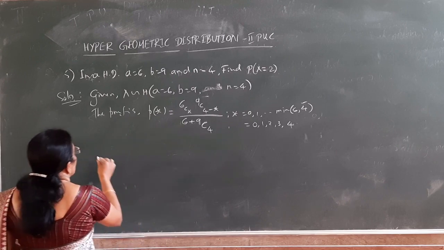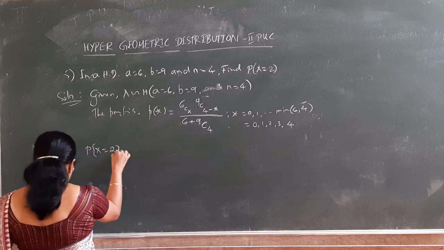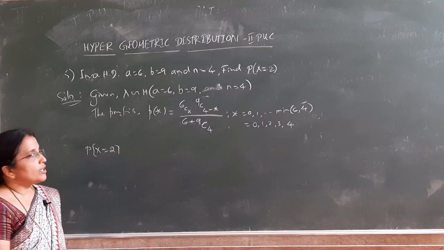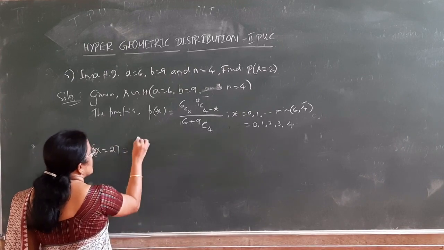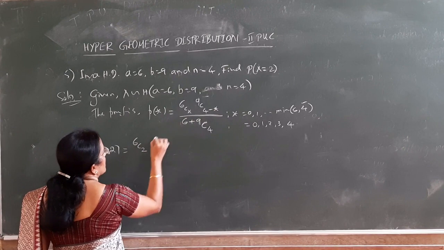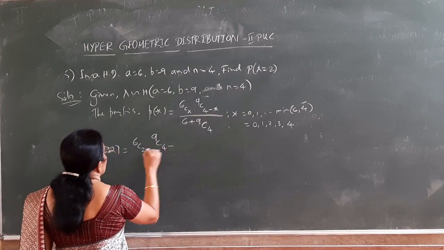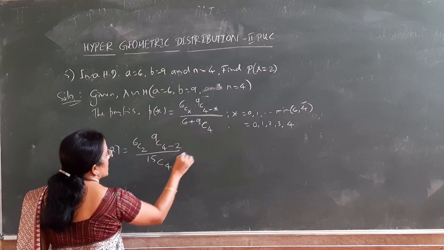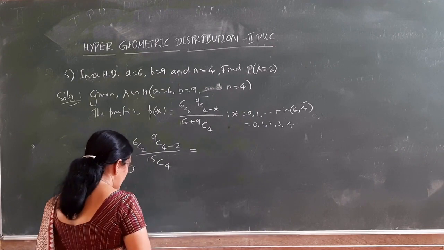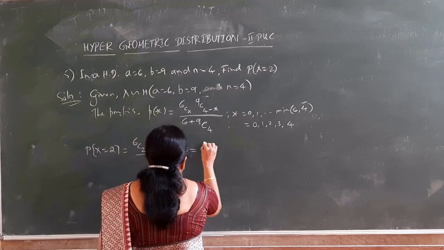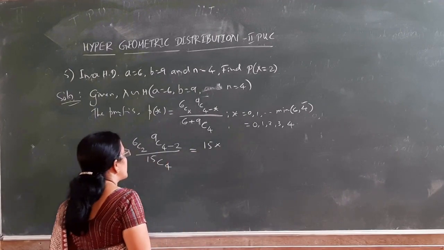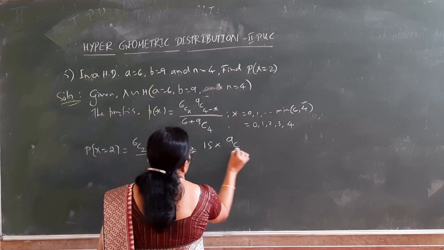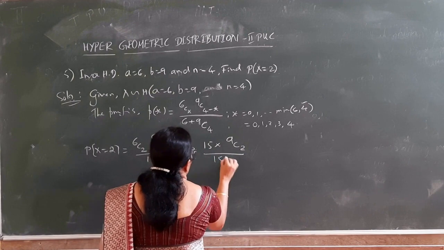Next, what is asked? Probability of X equal to 2. Now, how to find the probability of X equal to 2? Put X equal to 2 in the probability mass function. That is 6C2, X is 2. Next, 9C 4 minus X, X is 2, divided by 6 plus 9, 15C4, right? Now just to simplify this, 6C2 you will be getting as 15, 6 into 5 divided by 2 into 1. Similarly 9C 4 minus 2 divided by 15C4, right?